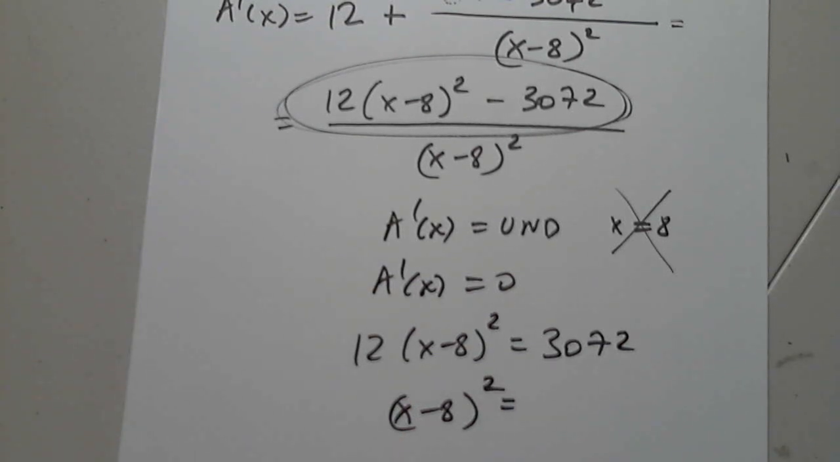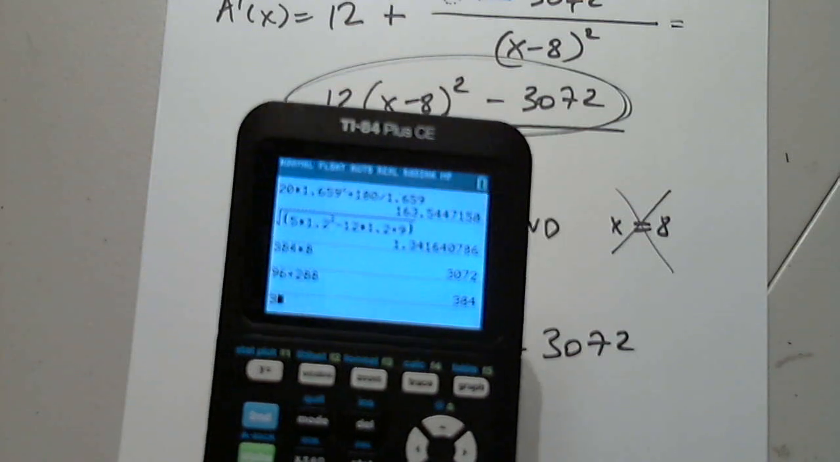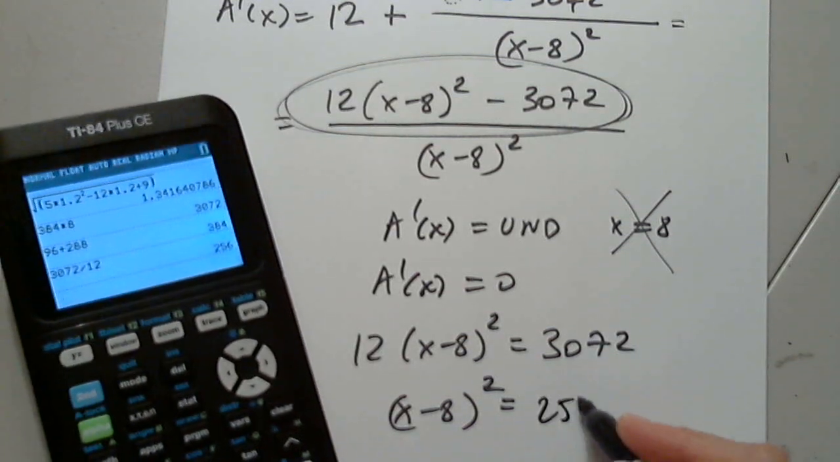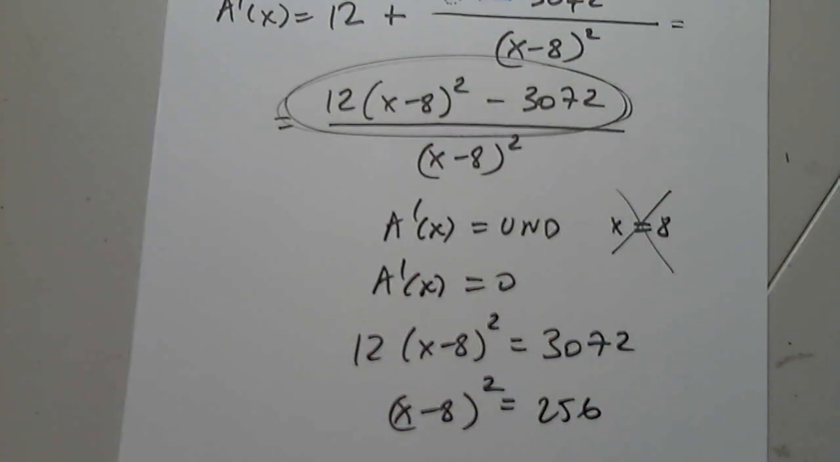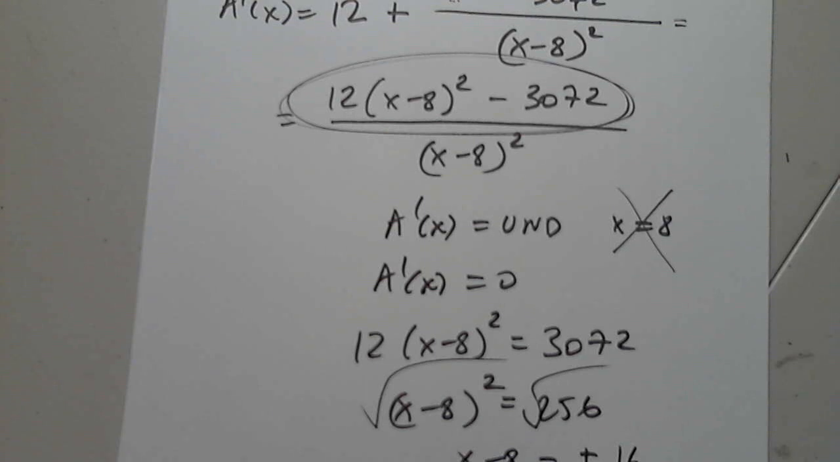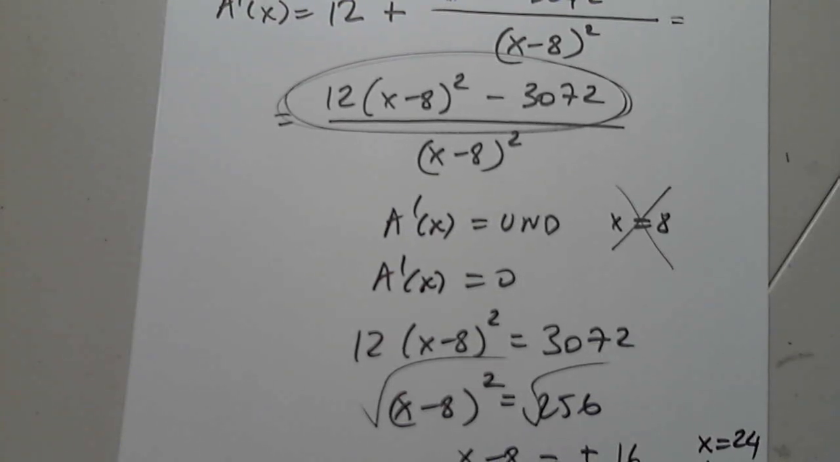Let's see what 3072 over 12 is. If it's divisible, we don't know yet. Divided by 12. Awesome, 256. And when we take the square root of 256, we get, of course, 16. So we take the square root. x minus 8 equals plus or minus 16, and x equals 8 plus or minus 16. So one option is x equals 24. And the other option is x equals negative 8, which is not an option.